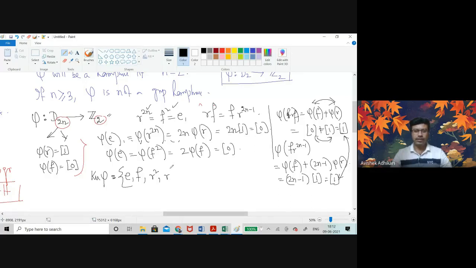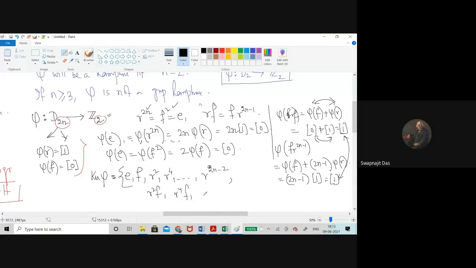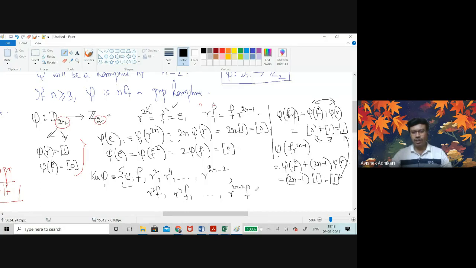R to the power 4 will be there, because all even powers will be there, because this even number will come in front in the additive form. So this is 2n minus 2. All even powers will be there, and then this is odd number. But will f be there? And then anything else? Will r square f be there? R square f will be there. R to the power 4 f will be there. And r to the power 2n minus 2 f will also be there.